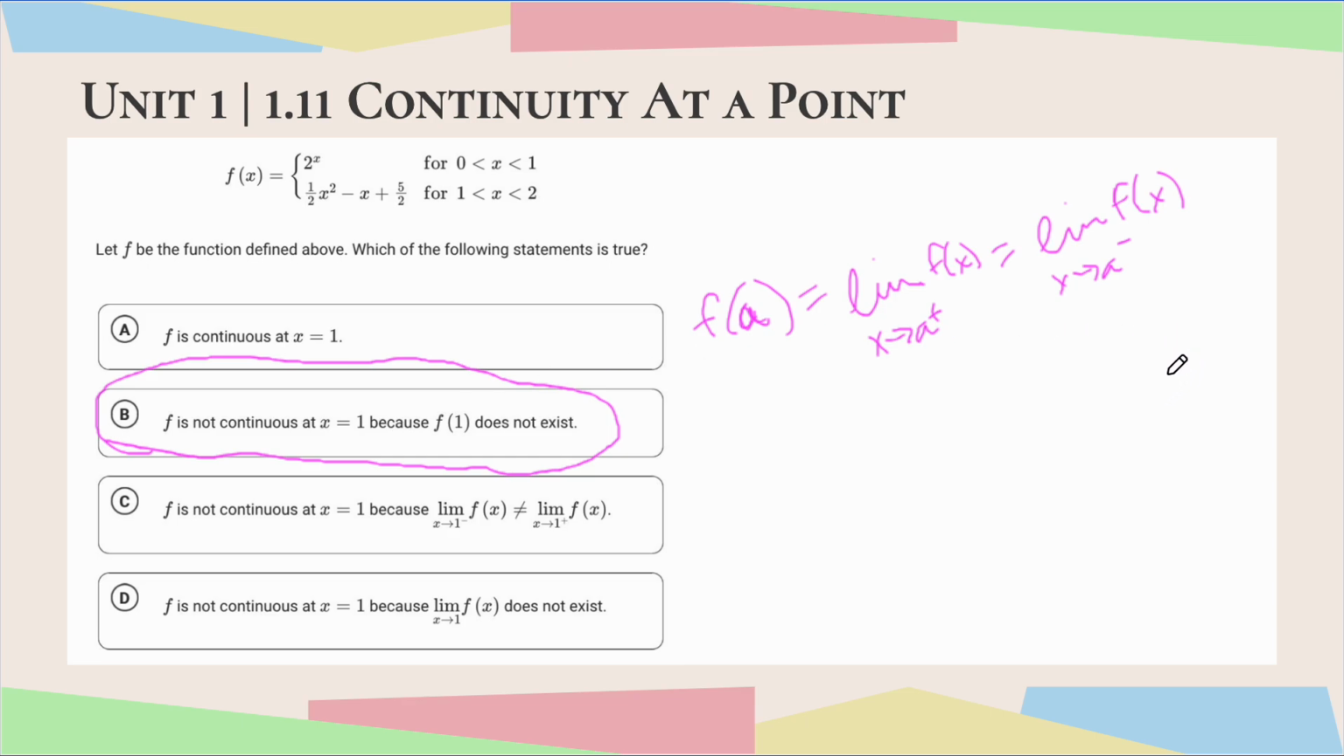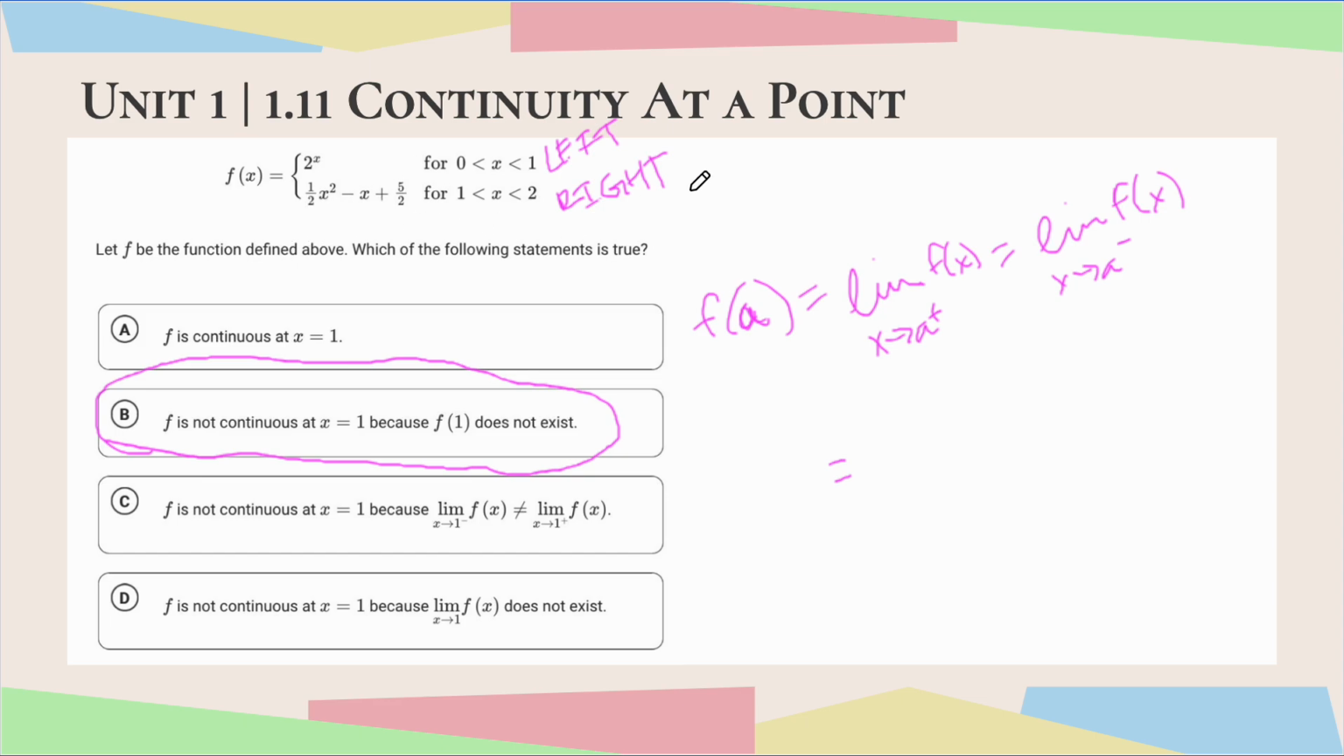However, just for the sake of the lesson, let's go ahead and find these one-sided limits just so you can see how you would solve this if this was not the case. So this is going to be from the left and this is going to be from the right. Actually, let's do the right first just because of how I wrote this out here.